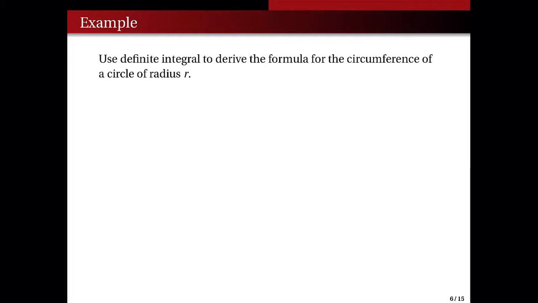So for this, what we're going to do is to consider the following. Consider y equals, this is your f of x. Let us write this as our f of x: the square root of r squared minus x squared over the interval negative r comma r.